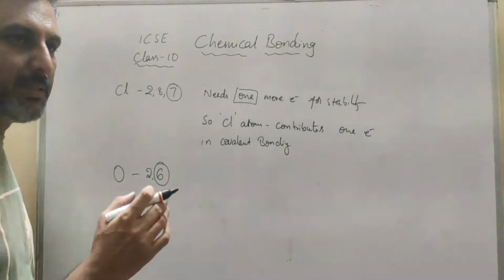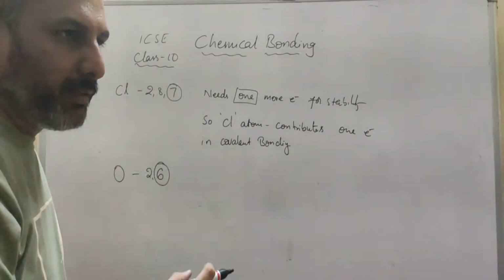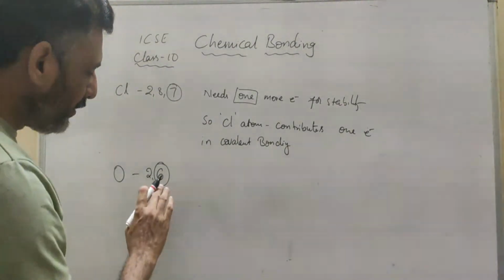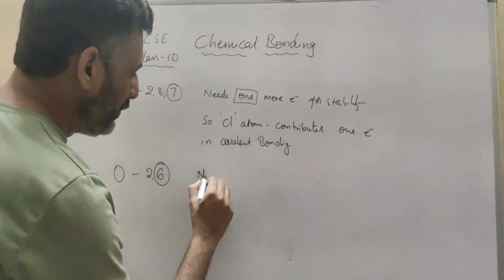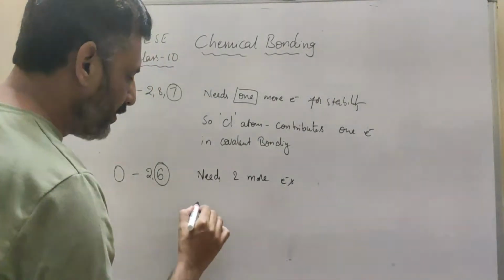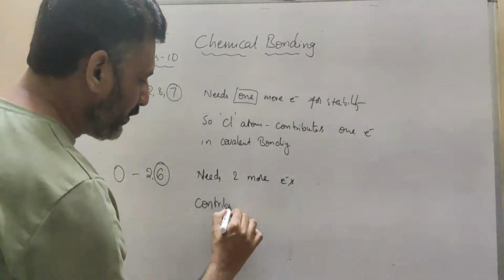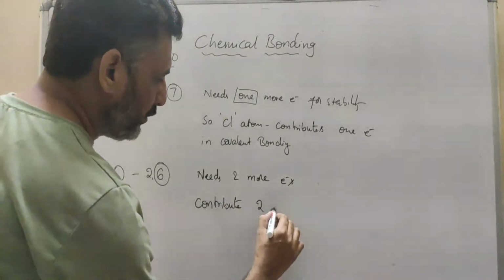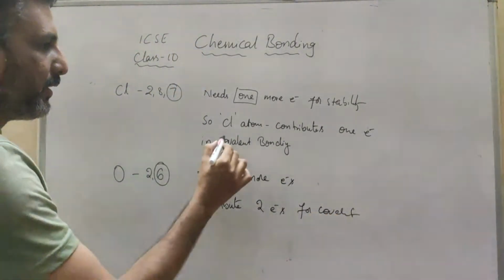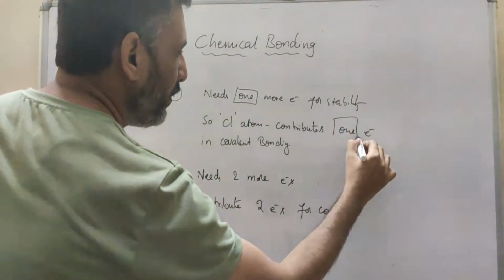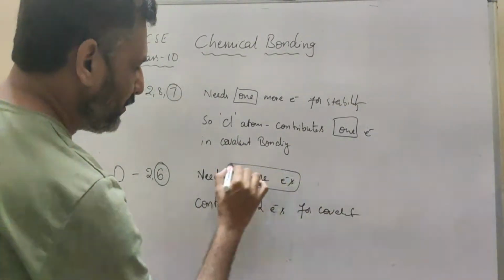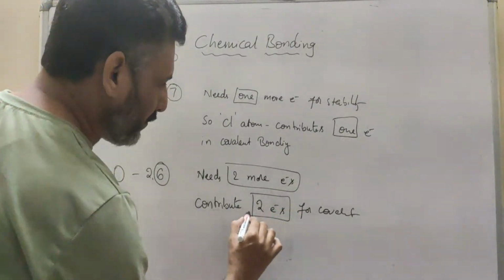So already we have discussed stable electronic configuration. Either the valence shell is complete or 8 valence electrons are there, then it becomes stable. So here 6 are there. It needs 2 more electrons. The oxygen atom needs 2 more electrons for stability, so each oxygen atom contributes 2 electrons for covalent bond. Chlorine contributes 1 electron because it needs only 1 electron. Similarly, oxygen needs 2 more electrons, so oxygen contributes 2 electrons for the covalent bond.